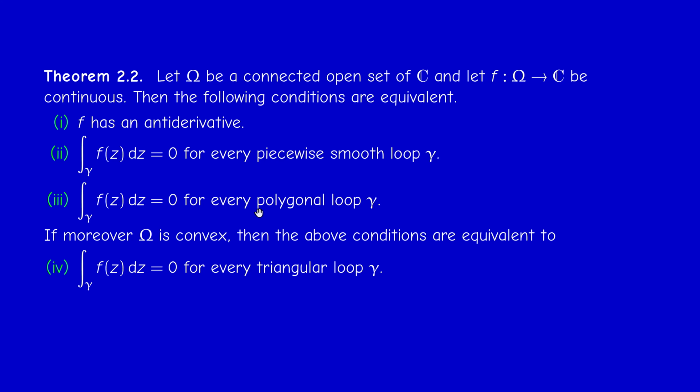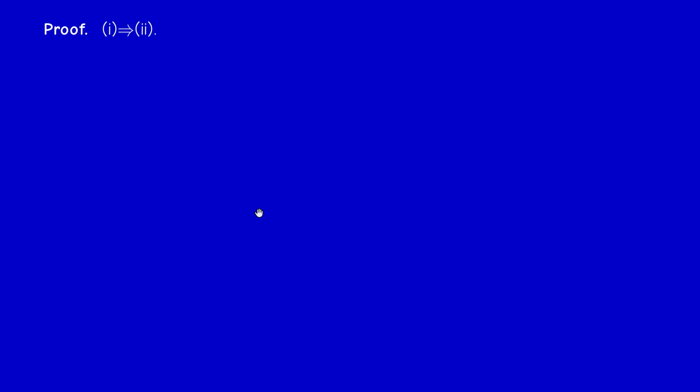And if moreover omega is convex, so this is the geometric condition on omega, then there is an equivalence between f has an antiderivative and the integral over any triangle loop is 0. So we will prove first that 1 implies 2, 2 implies 3, 3 implies 1, and later we assume that omega is convex and we prove that 1 implies 4, 4 implies 1. So let us start with the implication 1 implies 2.